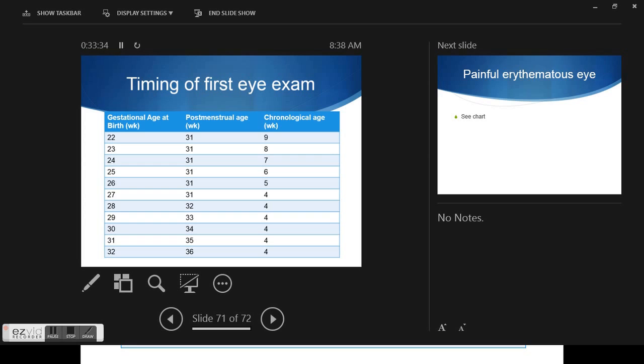All right. So this last thing that I'm going to show you guys is just a differential diagnosis for painful red eye. Okay. So this chart that I found, I'm not really sure where I found it, but I did.